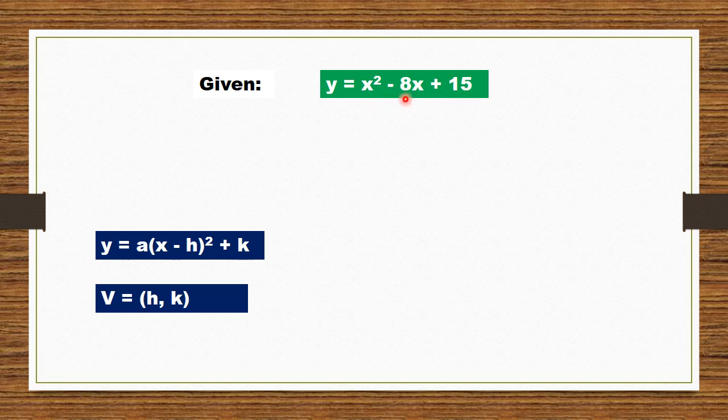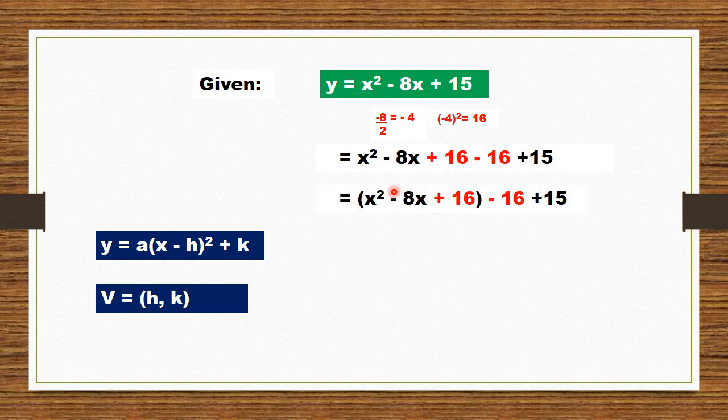The x term coefficient here is negative 8. Make it half and square the result. So negative 8 divided by 2 equals negative 4. Negative 4 squared equals 16. Add and subtract the result after the x term and take the first three terms to make a perfect square trinomial, and express this as a square of a binomial by taking the square root of x squared, which is x, the sign of the middle term, minus, and the square root of 16, which is 4, and square it.